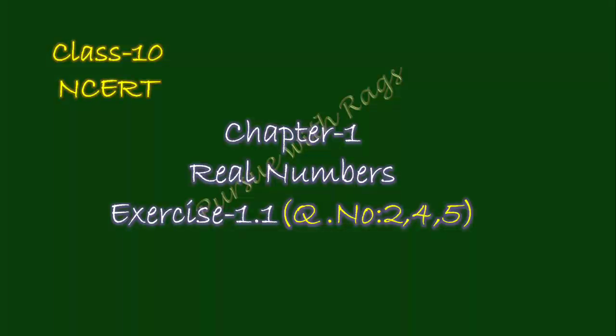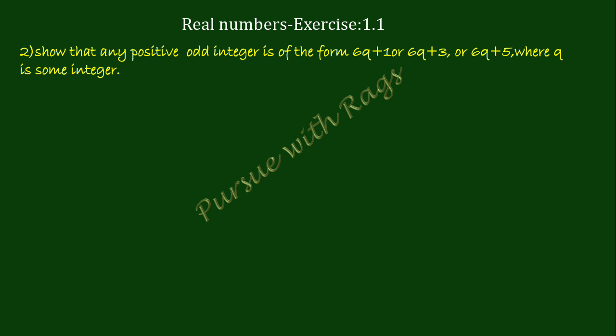Hi guys, in this video we are going to discuss exercise 1.1, second question, fourth question and the fifth question. In the previous video we discussed Euclid's division lemma and algorithm. Let me make this clear for you. A lemma means a statement which is already proved and an algorithm means it is a step-by-step process. I hope now you are clear about them.